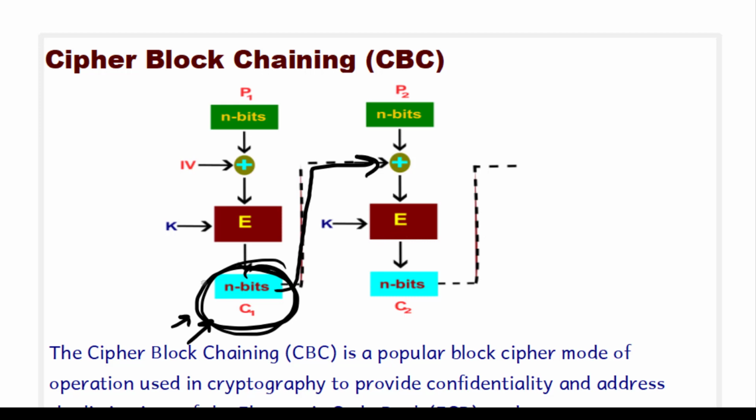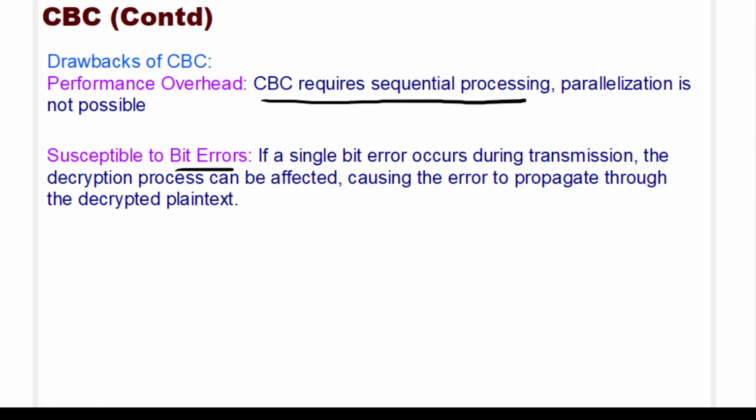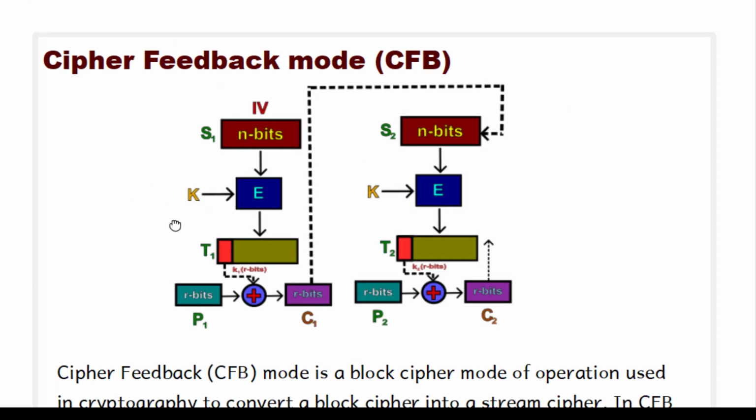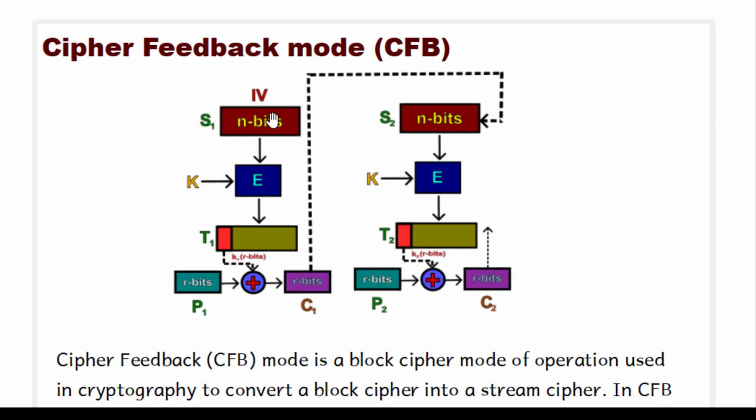This was not there in ECB, but this is there in CBC. So this is how the CBC works, and its advantages and disadvantages. Now the next one is Cipher Feedback mode. Now see, this Cipher Feedback mode is designed to be a stream cipher. Whatever two we studied were purely block ciphers, but sometimes we need to encrypt stream data. It may be of 8 bits or maybe 1 bit.